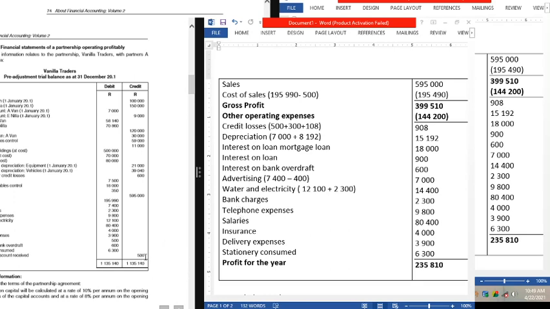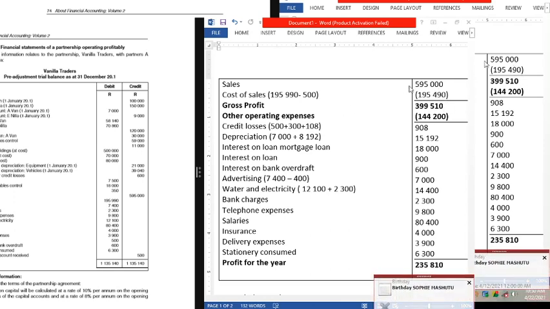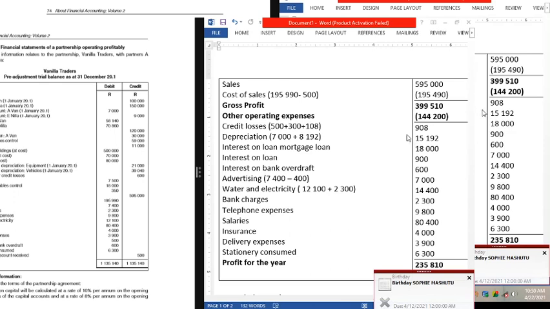So it's 500. We take the cost of sales amount from the trial balance and then subtract the settlement discount received to get the correct amount. So it's 195,990 minus 500 to get 195,490. You represent this in brackets to show that you are subtracting this from the sales amount. So it's 595,000 minus 195,490. We get our gross profit of 399,510. As we've said, our gross profit equals our sales minus cost of sales.